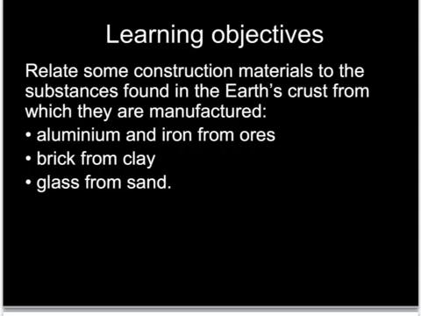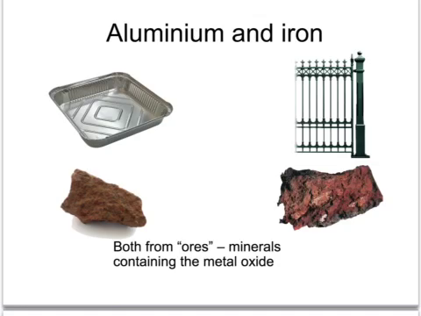You also need to relate where various materials derive from. For example, various metals, brick and glass. Aluminium and iron aren't found as the metals in the ground. Instead, they're found in compounds locked into rocks. These rocks are called ores. They contain minerals containing, in this case, the metal oxide. We need to extract those metals from those ores in order to make the useful metals.